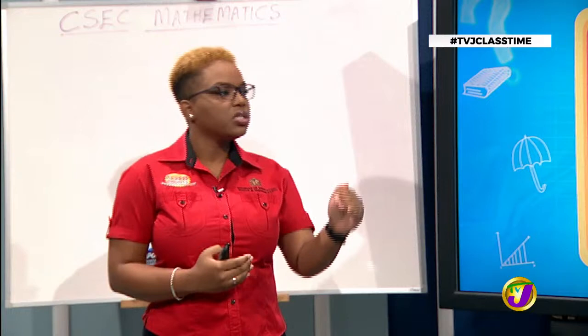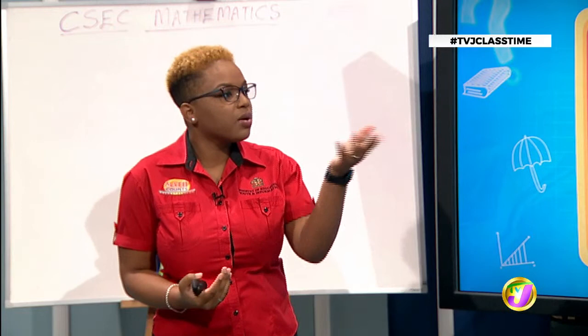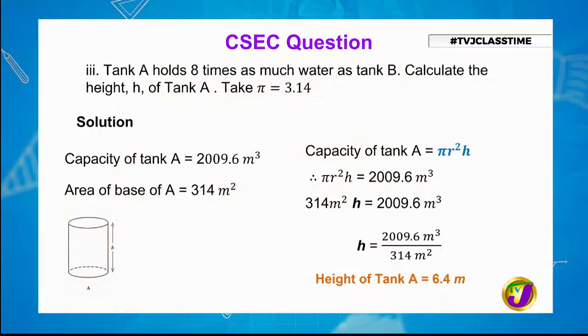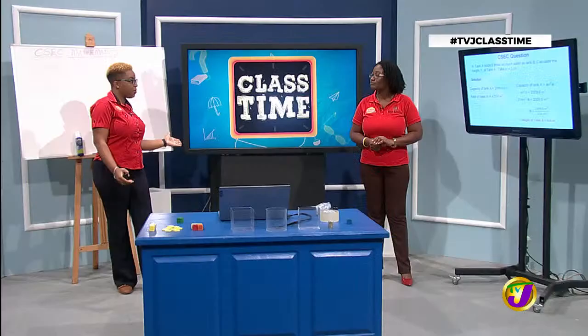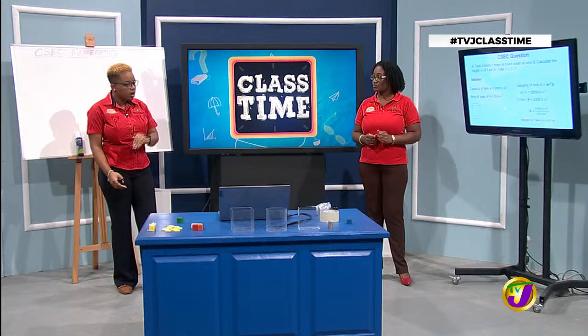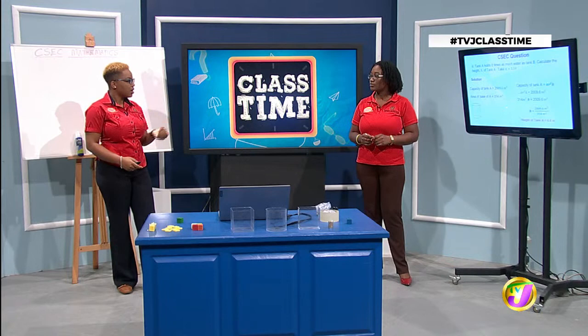So you might, if you just read question three by itself, say, but they don't give us no height, and no area, so how am I going to find the volume, or the capacity of tank A, when a part of the information was in another part of the question? So you want to read through your questions carefully before you start working the questions.